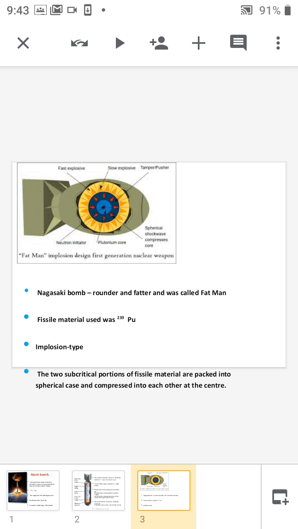The fissile material used is plutonium-239, and it is an implosion type of bomb, in which two subcritical portions of the fissile material, that is plutonium-239, are packed into a spherical case and compressed into each other at the center. So, these are the two examples of the atom bomb in which the nuclear fission reaction occurs. I hope that you understood the concept of the atom bomb. Thank you.